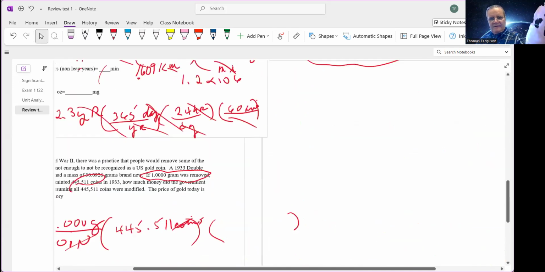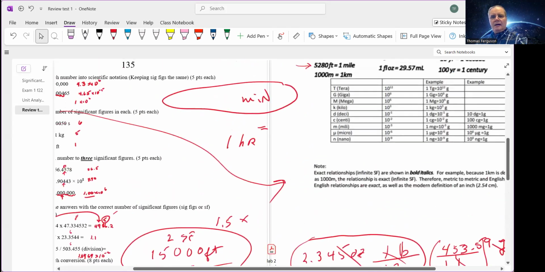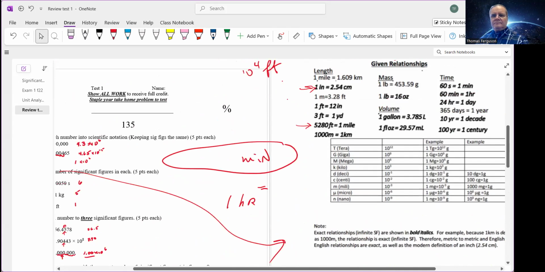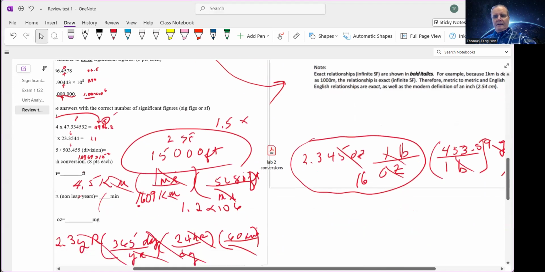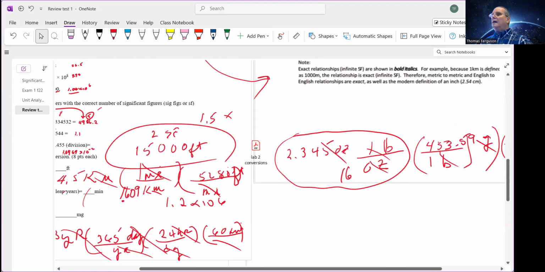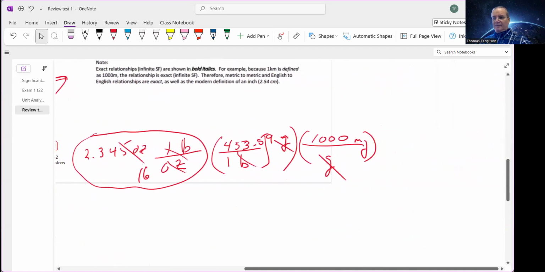So what we need here is grams to ounces. So what's the best way to go? Grams to ounces. Well, we can go grams to pounds, right? That's 453.59. Yeah, that was my thought.